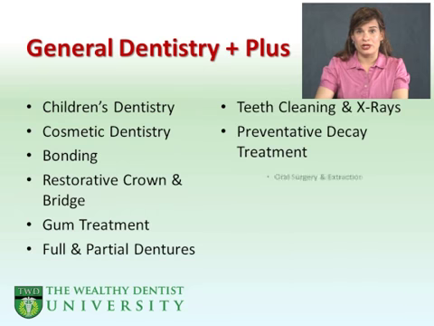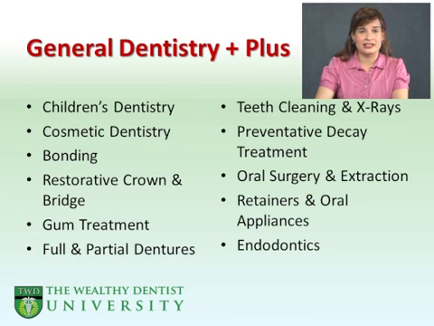For a typical family practice, that list might look something like this: children's dentistry, cosmetic dentistry, bonding, restorative crown and bridge, gum treatment, full and partial dentures, teeth cleaning and x-rays, preventative decay treatment, oral surgery and extraction, retainers and oral appliances, and endodontics. You'll want to customize this list to your practice, of course.